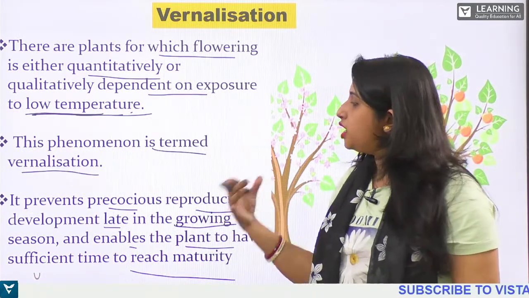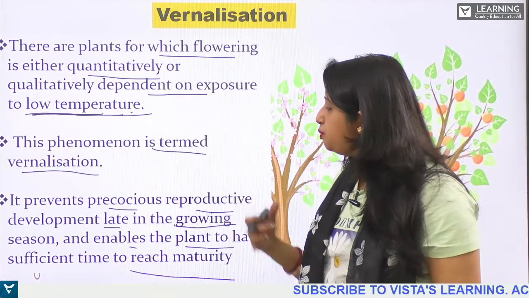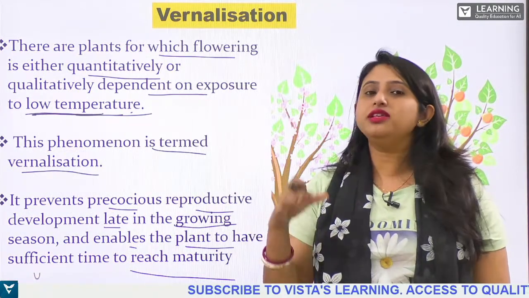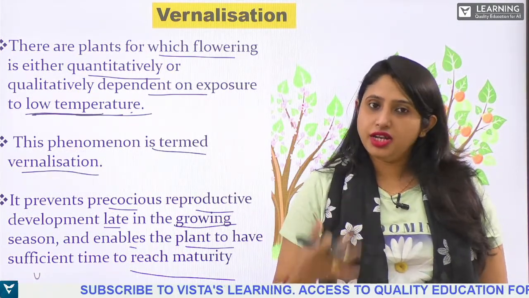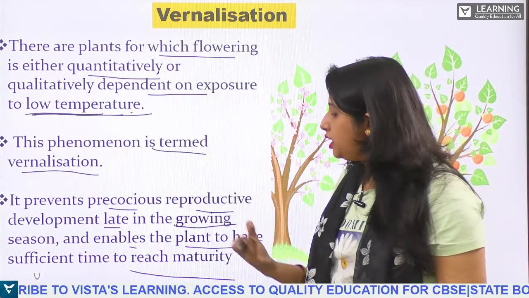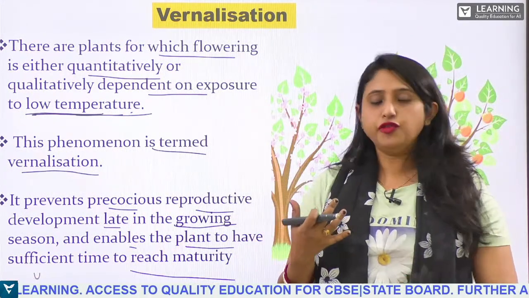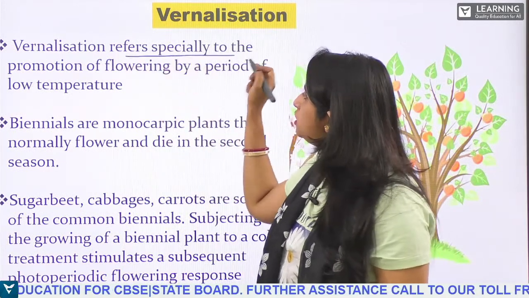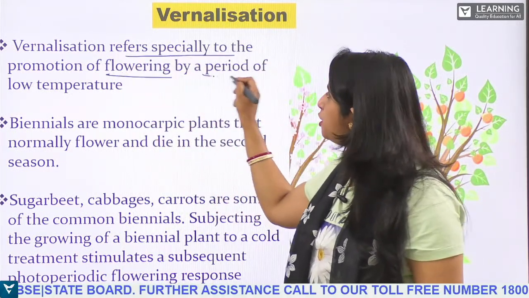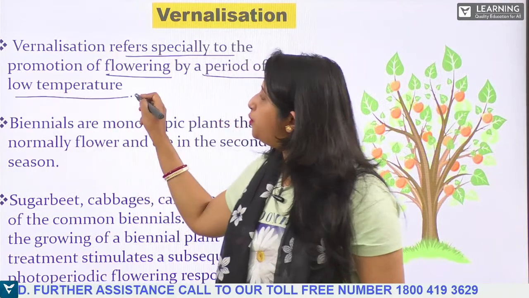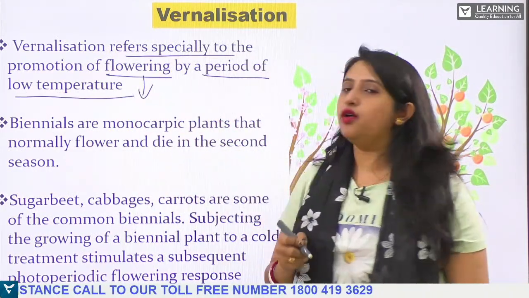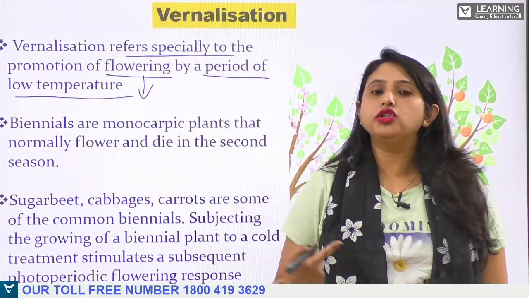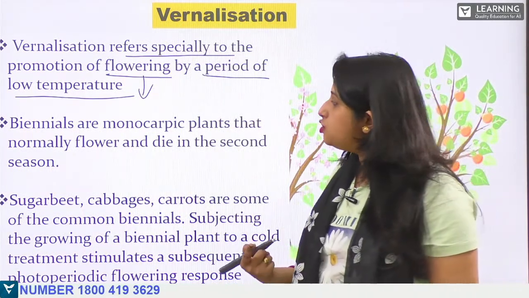So what happens when vernalization is done? It makes the reproduction of the plant late, so that the plant can get sufficient time for maturity. Vernalization refers specially to the promotion of flowering by a period of low temperature. So to promote flowering in such plants, a low temperature is provided.